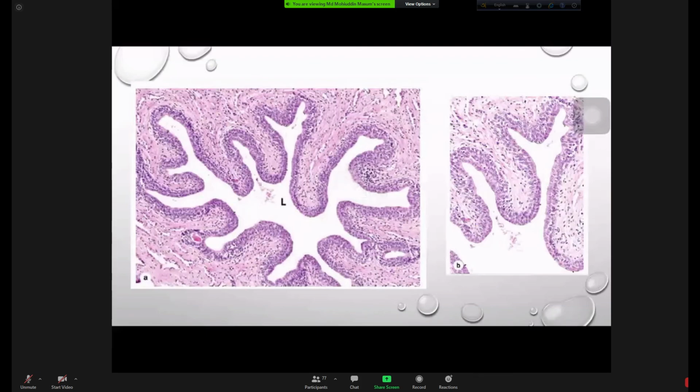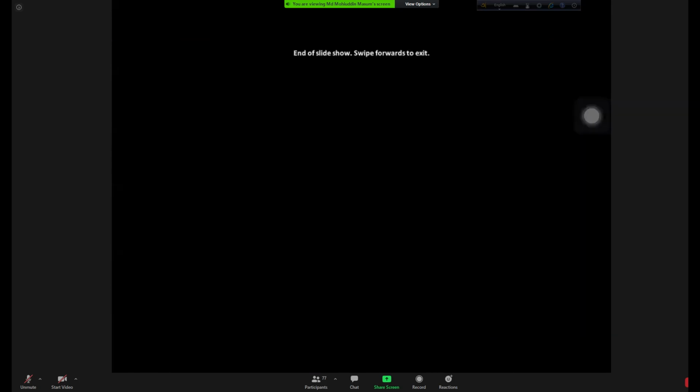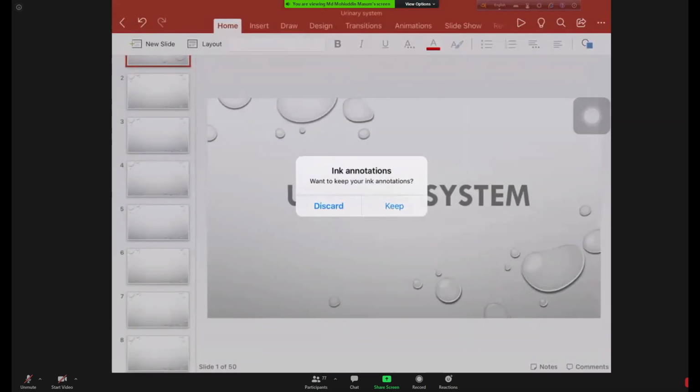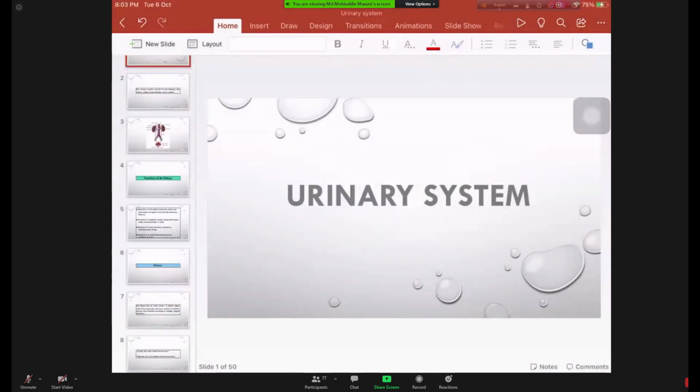Now urethra. I am not going into detail. So the urethra, you please look at the difference between male and female, and the different types of lining epithelium in different parts of the male urethra: posterior part, then membranous part, and the spongy part. Okay, so male and female urethra differences. Any question up to this segment?